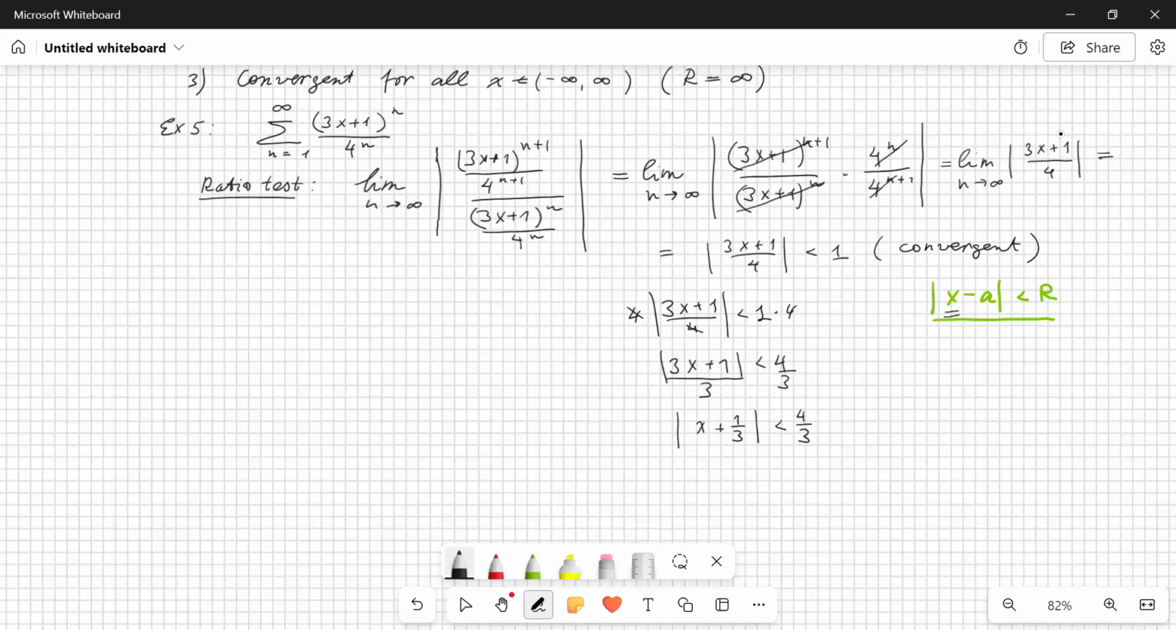Okay, my inequality now looks like this one, right? So what is my r? Well, my r, according to the inequality, is 4 over 3. What is my center, a? My center a is negative 1 over 3. Looks a little bit crazy because we always have minus a, but here we have plus, which means that it's actually x minus negative 1 over 3.